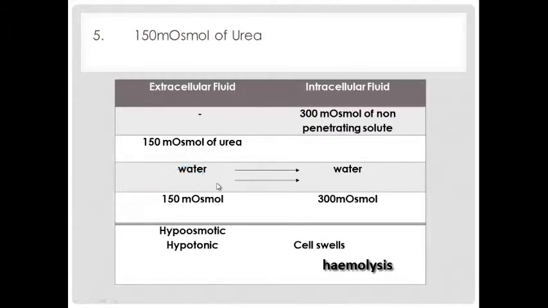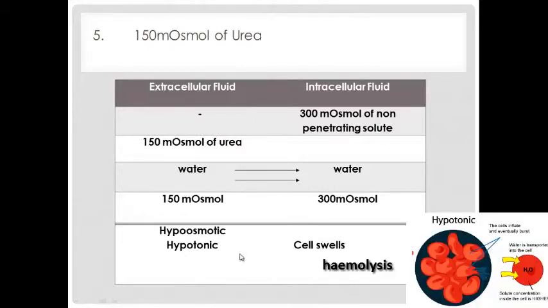Okay, the total osmolality is 150 mL more in the extracellular fluid, whereas the total osmolality in the intracellular fluid is 300 mL more, which is higher than the extracellular fluid, so it is considered hyperosmotic. The extracellular fluid doesn't have the non-penetrating solute, whereas the intracellular fluid has 300 mL more of the non-penetrating solute. Thus, the tonicity of the intracellular fluid is higher than the extracellular fluid, so it becomes hypotonic, and the cell swells because water from the extracellular fluid moves into the intracellular fluid. Hemolysis will occur, and the solution in test tube 5 will become red.